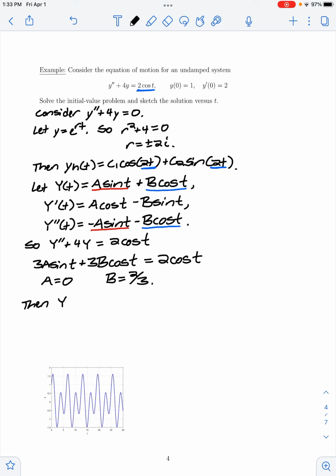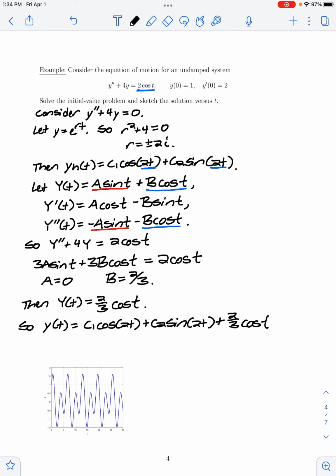So we find that our particular solution, capital Y, is given by 2/3 cos(t). And so our general solution, y(t), is given by c1 cos(2t) + c2 sin(2t) plus my particular solution, which was 2/3 cos(t). And to apply my initial conditions, since one of my initial conditions involves y', I need to find the derivative of this general solution. And y' would be -2c1 sin(2t) + 2c2 cos(2t) - 2/3 sin(t).